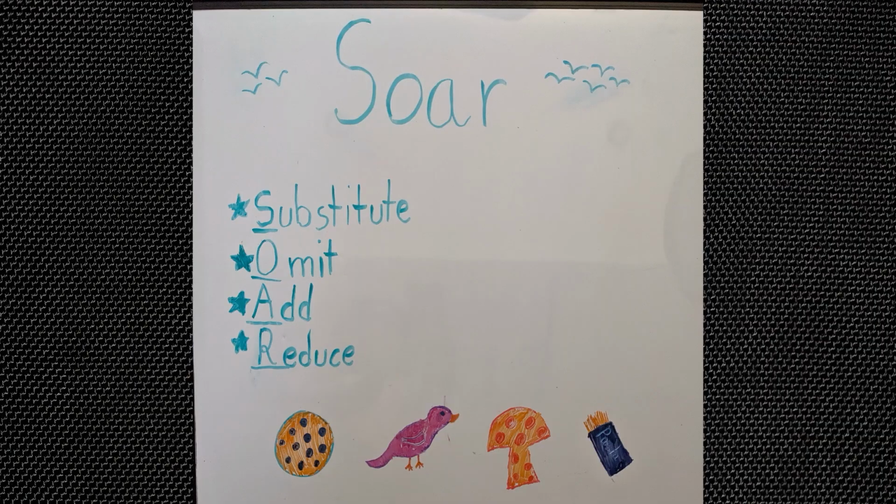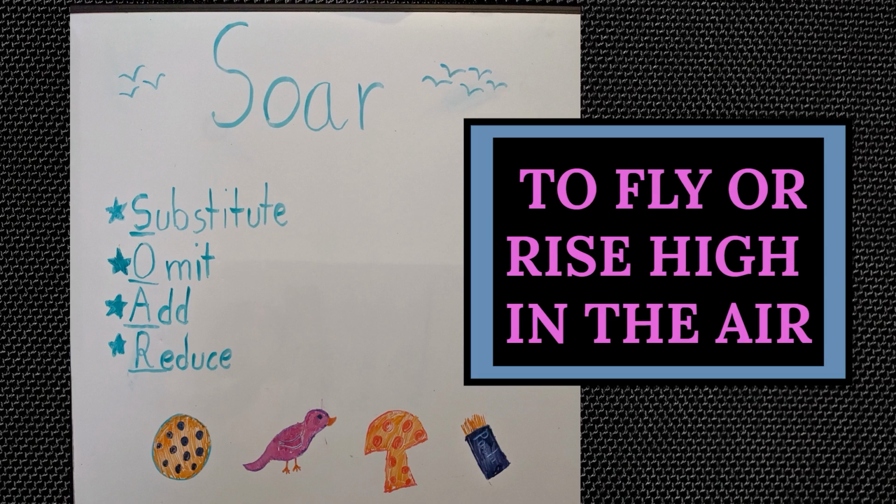We talked about these 4 adjustment types: substitute, omit, add, and reduce. Here's an easy way to remember these. The first letter of each one spells the word soar. Soar means to fly or rise high in the air, which is perfect because you can implement these adjustments to help your students soar.